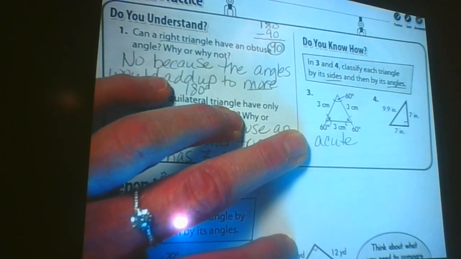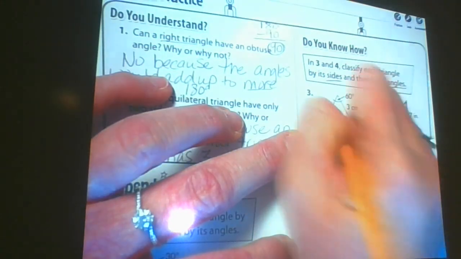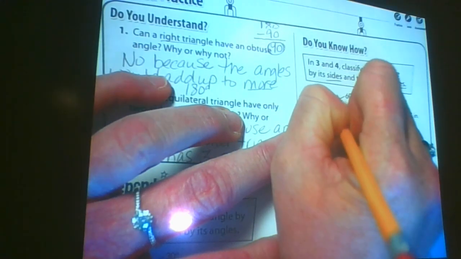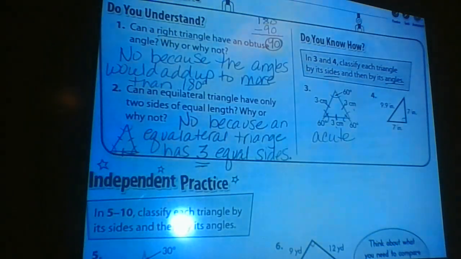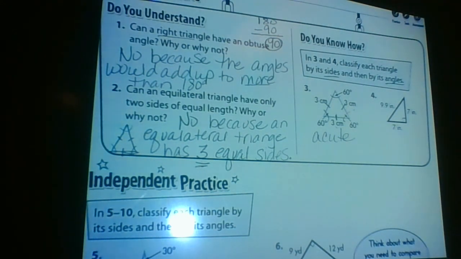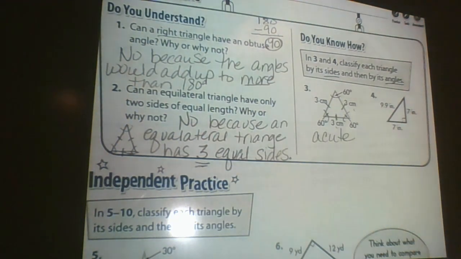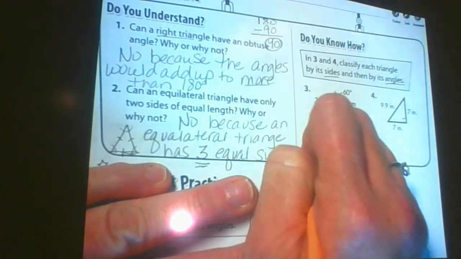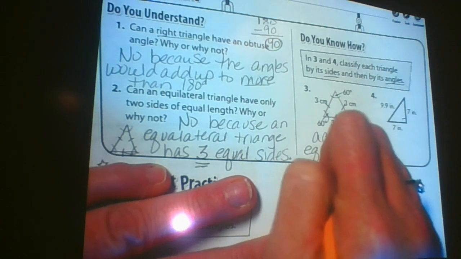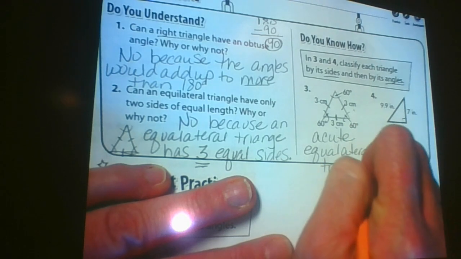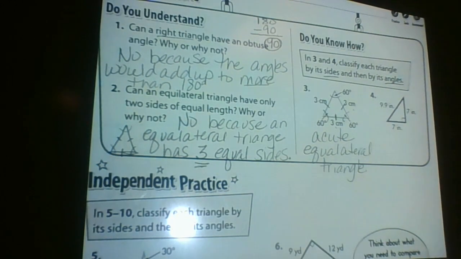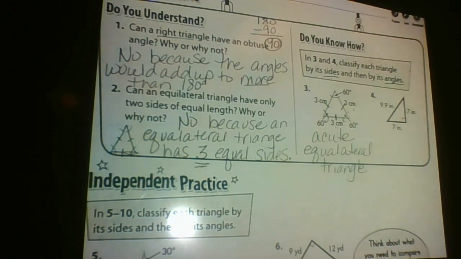Look at the sides. Well, these sides are all 3 centimeters, 3 centimeters, 3 centimeters. They are equal. They are all the same. So when we're looking at the sides, I'm looking at my notes, and the one that has 3 congruent or equal sides is the equilateral triangle. So this is an acute equilateral triangle. Okay, it has its 2 names. So again, like Miss Ray said, we have the 2 steps. Look at the angles, look at the sides.